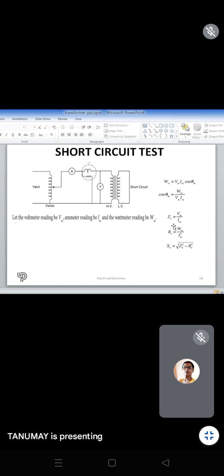In a similar manner you will get ZE, that is VSC by ISC, and RE, that is WSC divided by ISC squared, where ISC is the short circuit current and RE is the resistive component. From here you will get the reactance, that is XE equals root over ZE squared minus RE squared. Now we have got the values of Z, R and X.